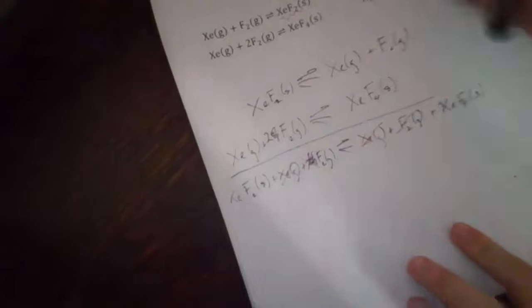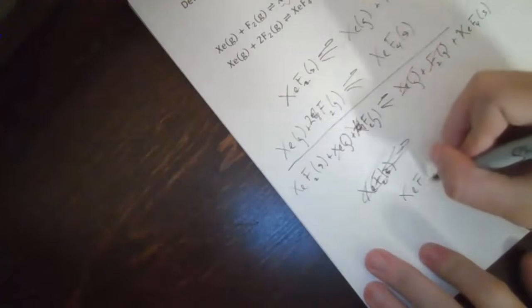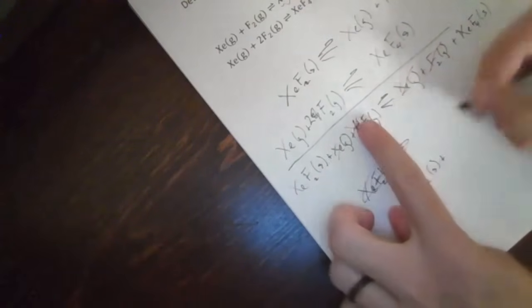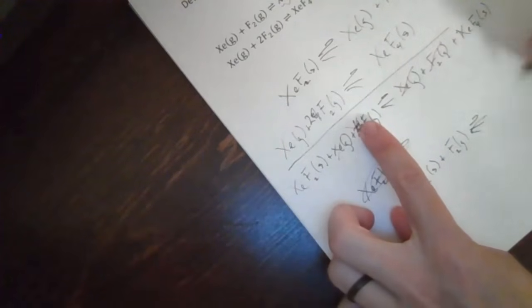And so what we can see is, what would be left? XeF2 solid plus that F2 would be in equilibrium with XeF4 solid.